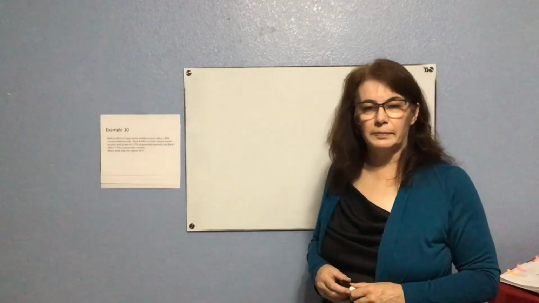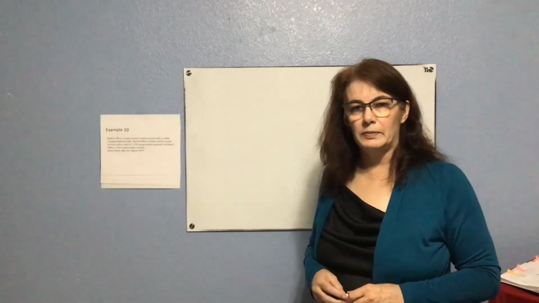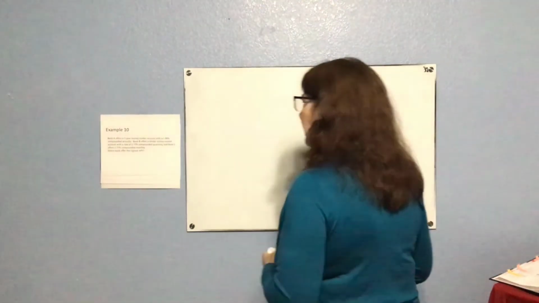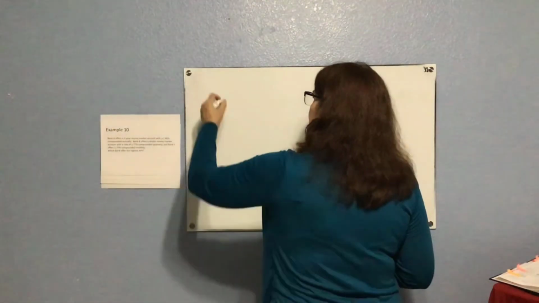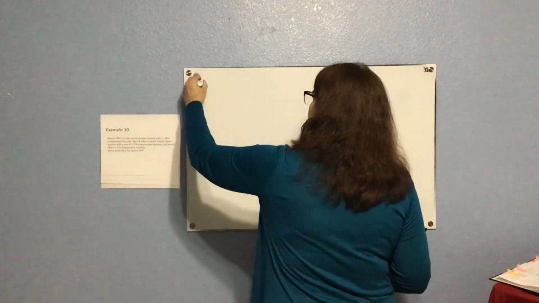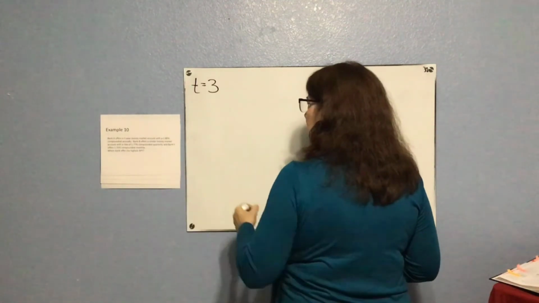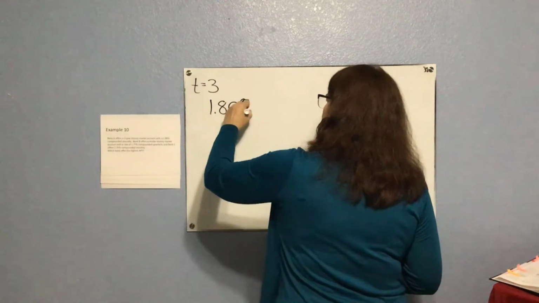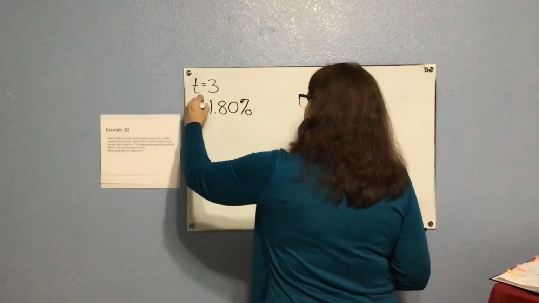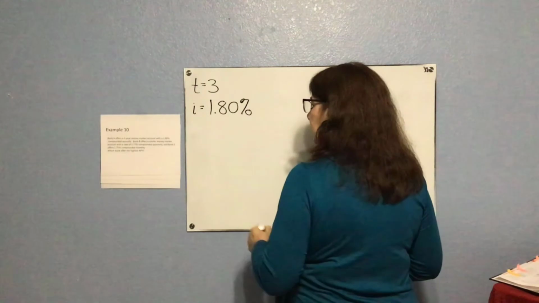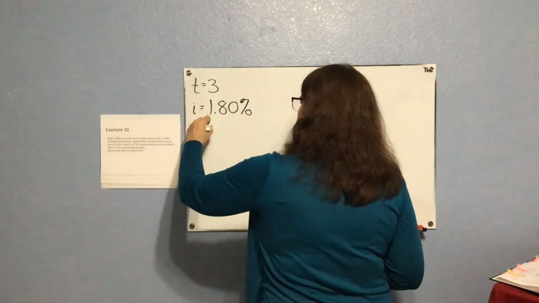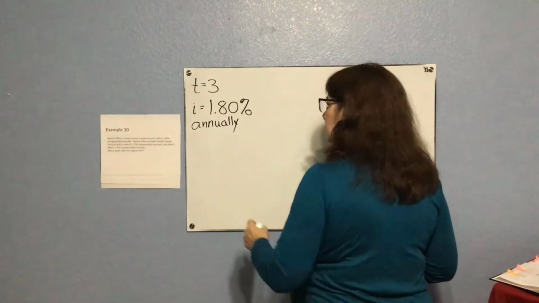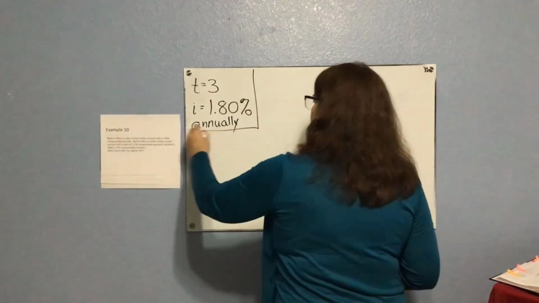Let's work another set of problems dealing with APY. This time we'll compare 3 different banks. So Bank A has a 3-year money market account, so T is equal to 3, with a 1.80% interest rate, and it's compounded annually. Okay, so this is Bank A.